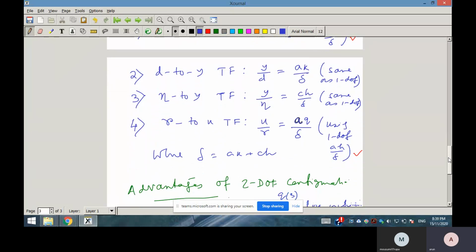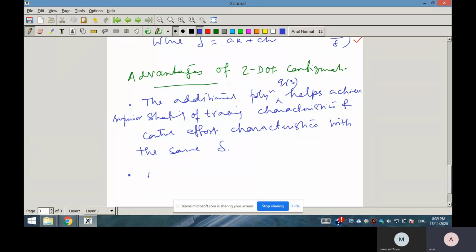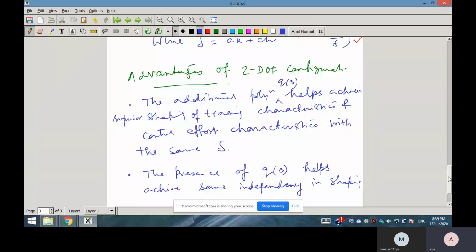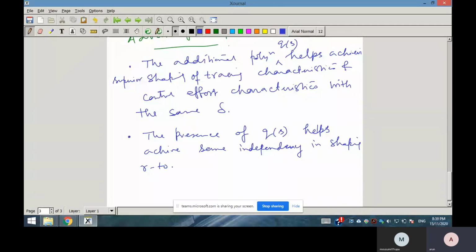So here you write: the presence of QS helps achieve some independency in shaping R2Y and R2U behavior.